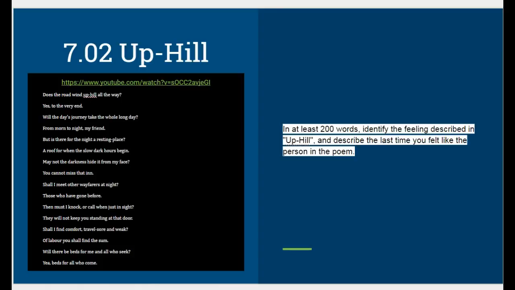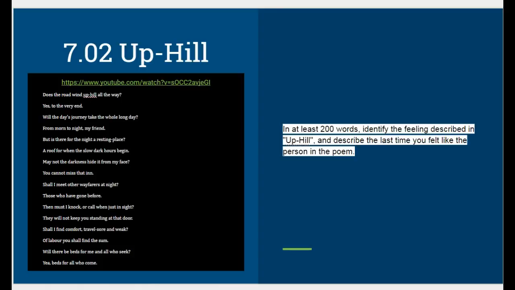So when we talk about this, the very first stanza, the first two questions asked, does the road wind uphill all the way? And will the day's journey take the whole day long? So here, the speaker is most likely questioning life. And it basically refers to the beginning of life, which is the morning, or the birth, and night, which is death. So the second stanza asks, but is there for the night a resting place? And may not the darkness hide it from my face? So here the speaker, again, is questioning if there are places along the road where they could stop and rest. And the answer states that the place exists when the slow, dark hours begin. So in this case, the answer pretty much assures that the darkness will not cover the inn, so they'll be able to find it. Everybody's able to find the resting place.